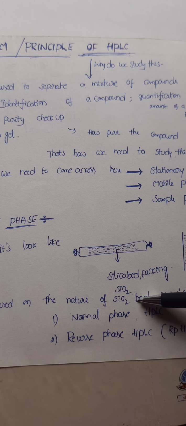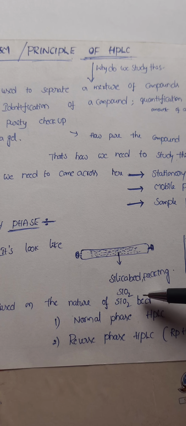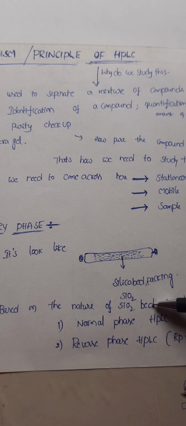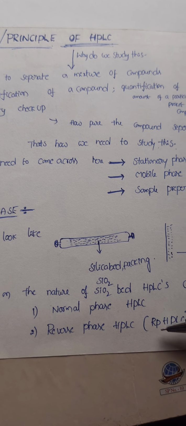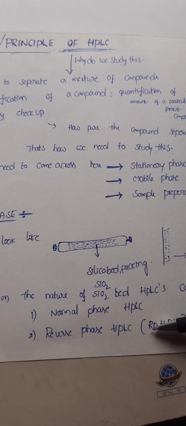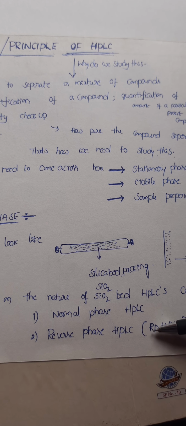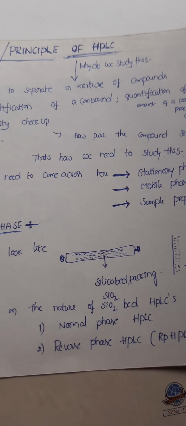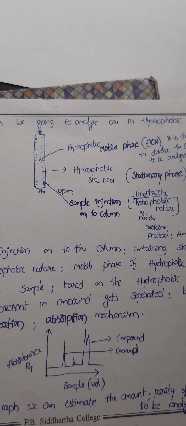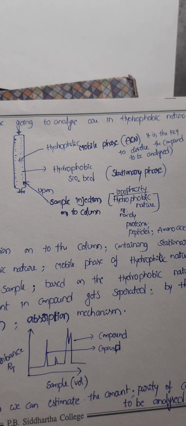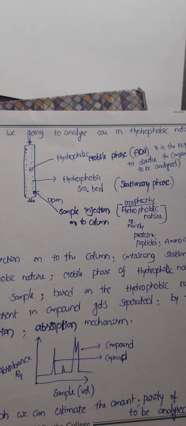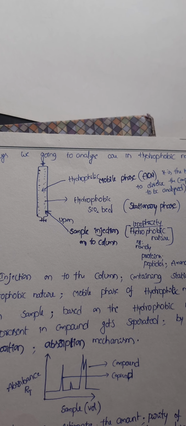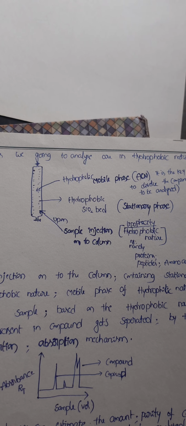If the polar nature of the silicon oxide is derivatized, meaning the polar nature of the SiO2 is changed to a non-polar state, then it is said to be reverse phase HPLC. In this reverse phase HPLC, the stationary phase is lipophilic in nature. Why is it used? Many of the compounds, many of the drugs we analyze in the pharmaceutical industry are hydrophobic in nature. Right. Based on the packing material of the silica, it is non-polar in nature in case of RP-HPLC. Right.